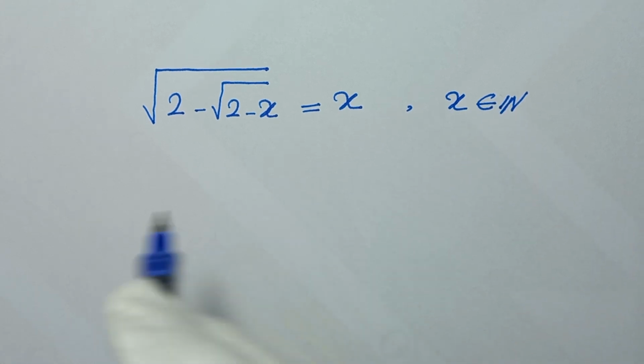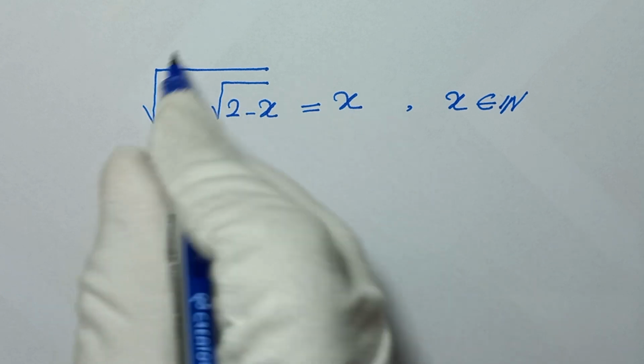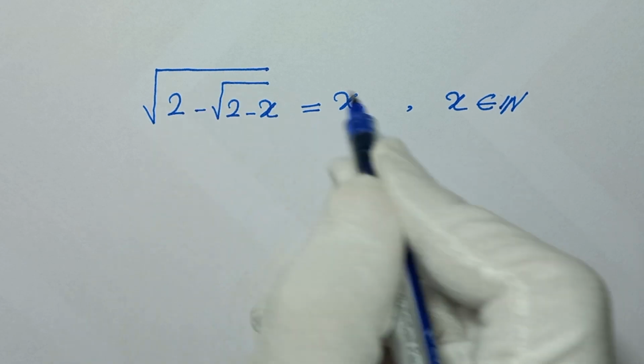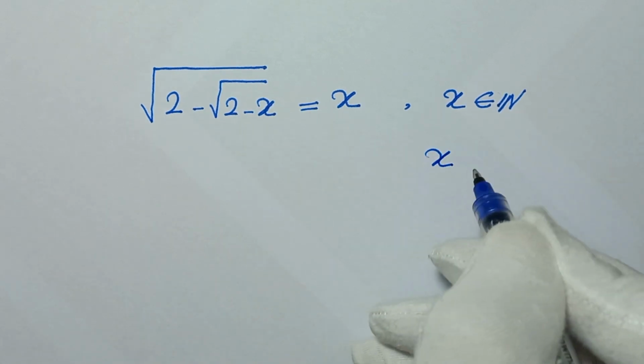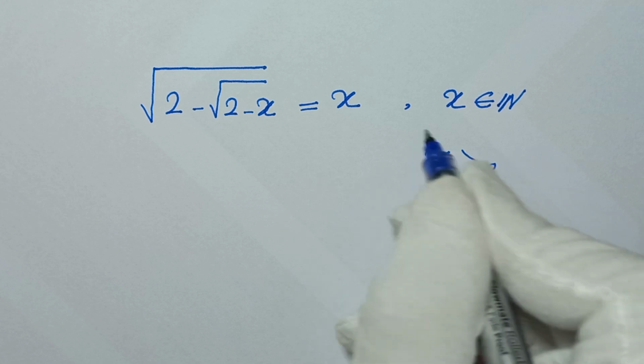In the first step, to find the value of x, this side is positive, right? This side has a square root, so it is positive, and this side should be positive too. From here, x should be equal to or greater than 0. So this is our condition.